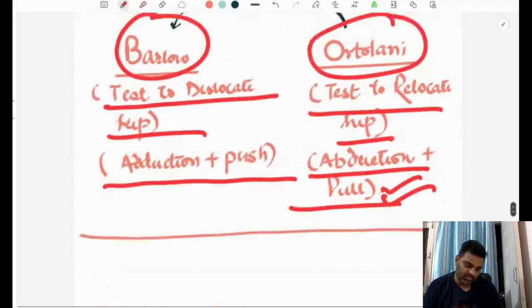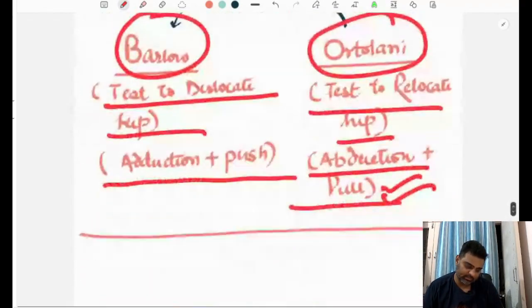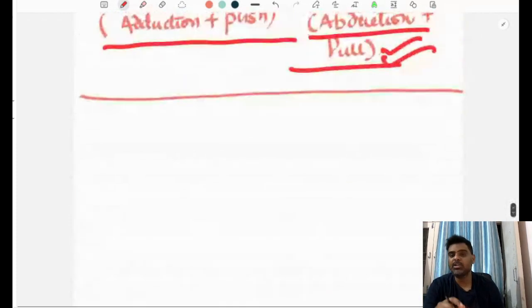CDH, everything. And meniscus, please remember M for meniscus, M for McMurray's, and Apley's test. You can remember Apple because you have to solve MCQ.